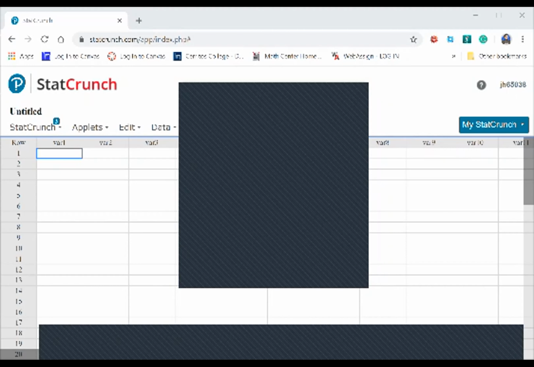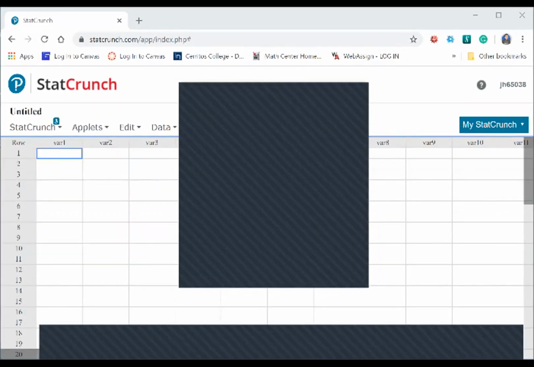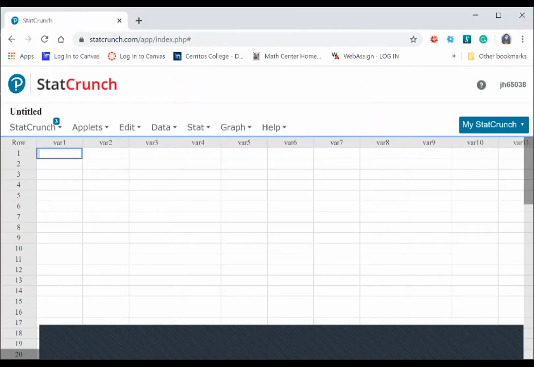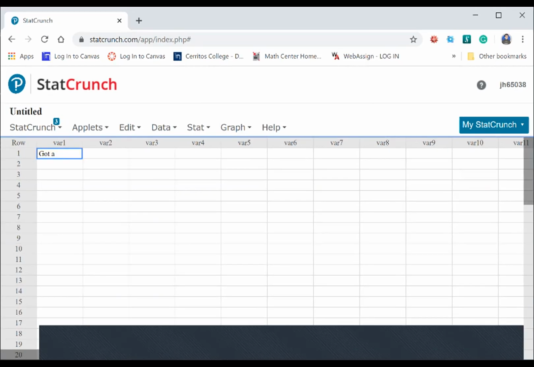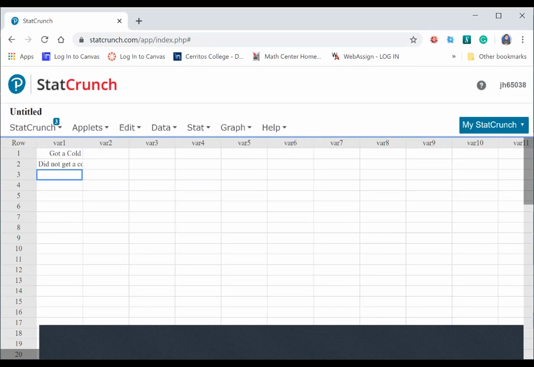Placebo. Okay, select the columns for observed counts and select the column for the row variable. Click next. Click check expected count and select calculate. Okay, so set up the columns and the rows. Got a cold. Oops, let's turn caps lock off. Got a cold. Okay, and did not get a cold.